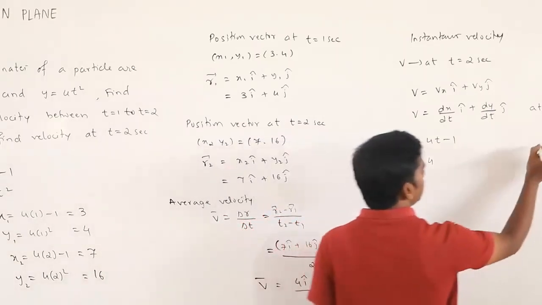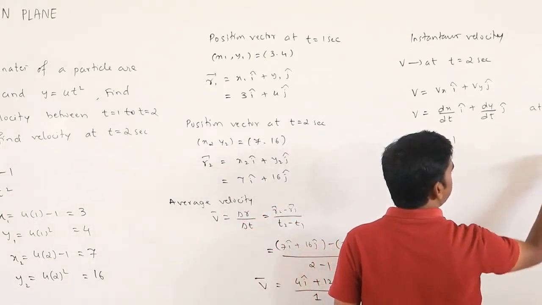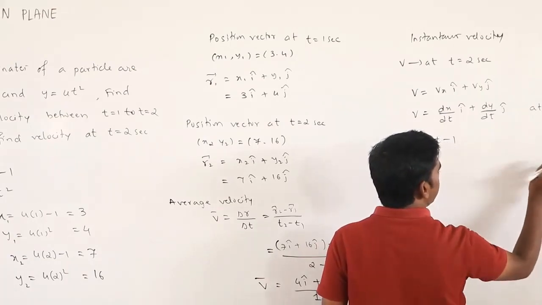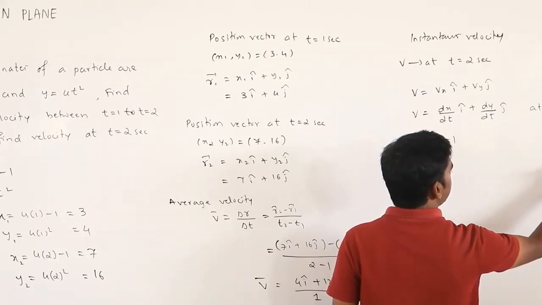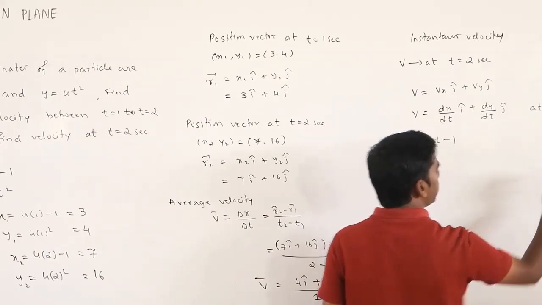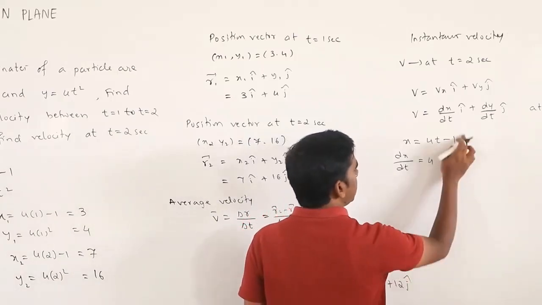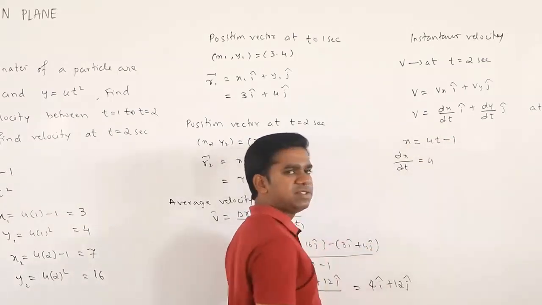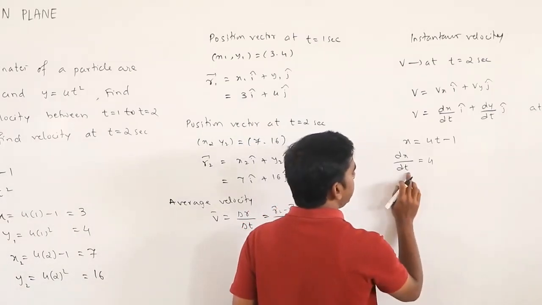Okay, so the derivative of x raised to n is n into x raised to n minus 1. t raised to 1 means 1 into t raised to 1 minus 1, which will become 1, because t raised to 0 is 1. So this will become 4. Differentiation of a constant is 0. Okay, so dx by dt is 4.